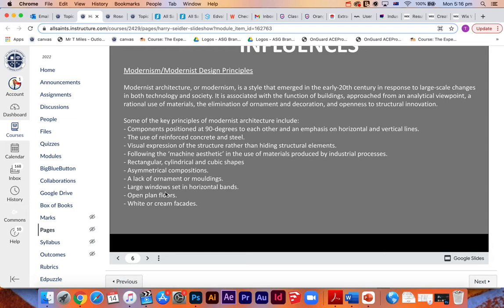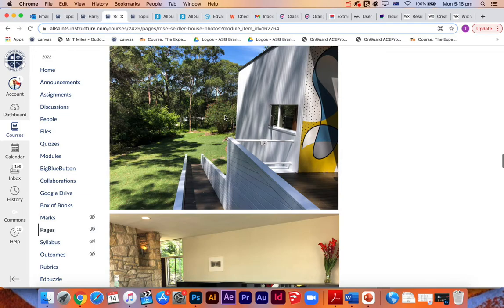And white or cream facades. So a lack of decorative color there. And we can see that that is what's happening in this architectural design.